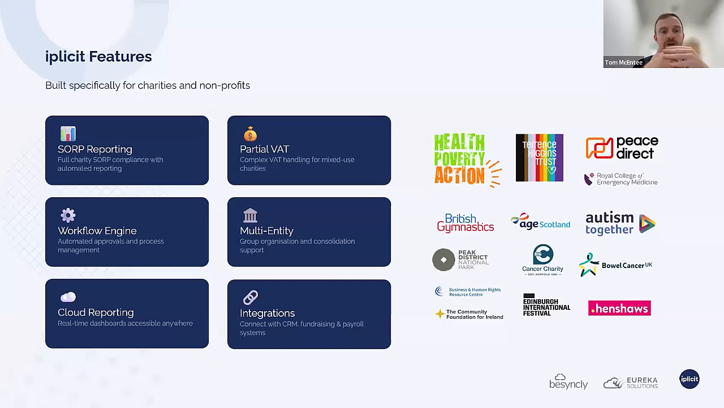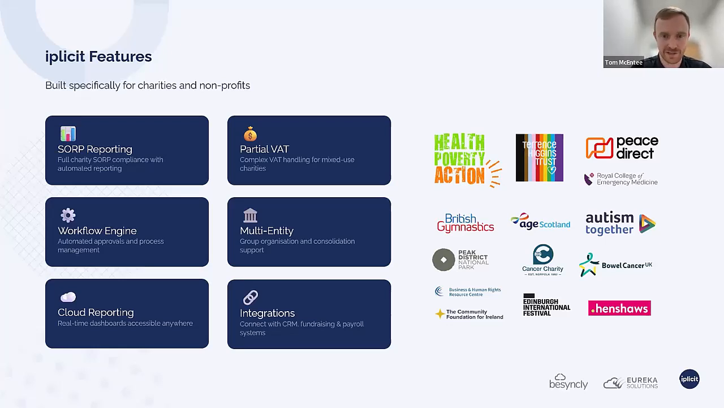So as I say, I won't go into too much detail here in terms of the iplicit software and the features, but some things like your SORP and SOFA reporting, being able to do partial VAT, being able to have multiple entities easily handled in one system. So you might have that charity, you might have that full charity side, you might have a trading side, for example, a little shop, for example, that has to be in its own entity. Reporting, massive piece, and that's probably a spoiler, that'll be one of the first things that we'll speak about, and also integrations to other systems as well. So iplicit has all of this functionality that's really catered to charities and some of their challenges.